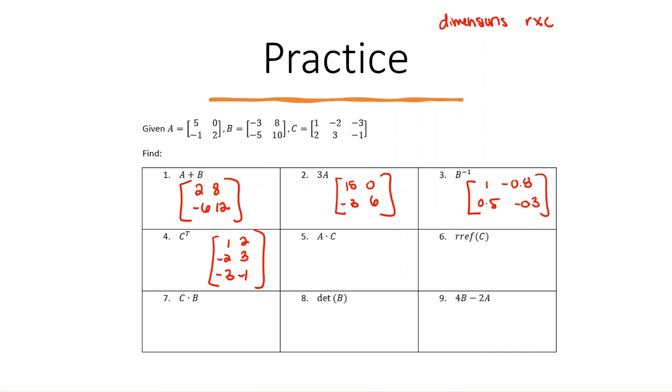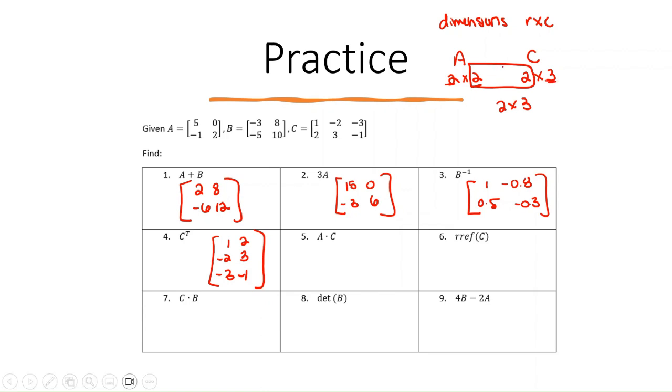I can also do matrix multiplication. So we want to do A times C. And remembering that if we're going to do matrix multiplication, in order for it to work, the middle dimensions have to be the same. So A is a 2 by 2. C is a 2 by 3. And as long as these middle dimensions are the same, we will be able to get a result, and it's going to be a 2 by 3 matrix.